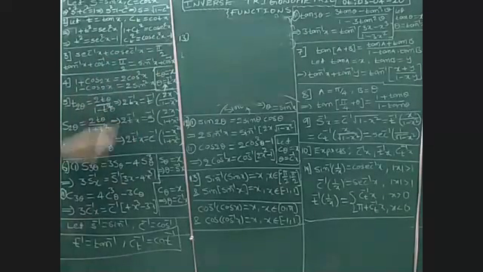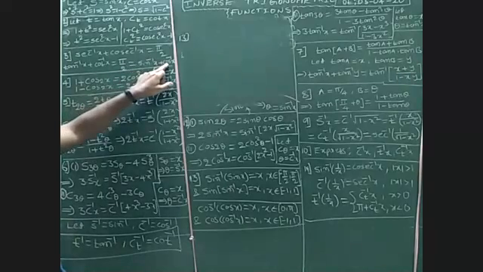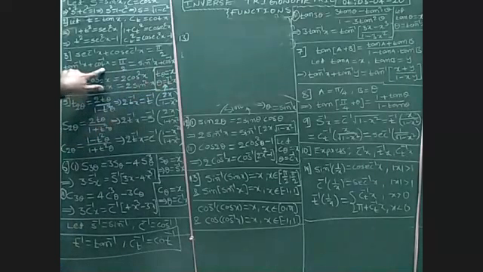Remember this formula. Sin inverse x plus cos inverse x is equal to 90. Tan inverse x plus cot inverse x is equal to 90. And secant inverse plus cosecant inverse is also always 90. Now let us see one question.